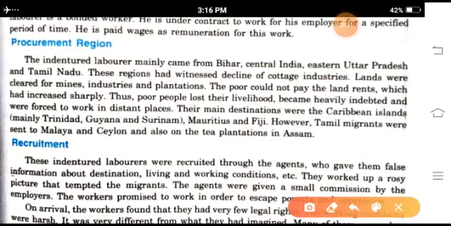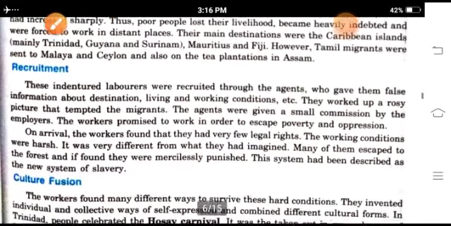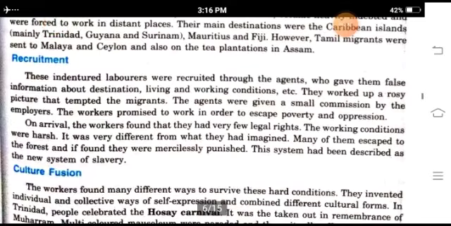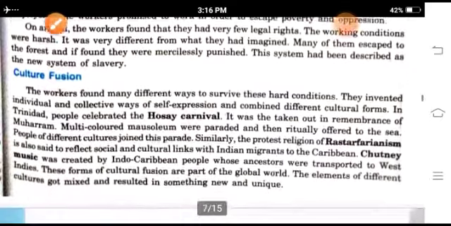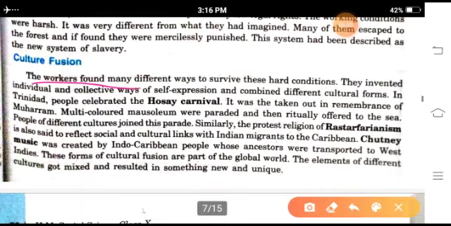Now here, indentured labor. In the 19th century, Indian and Chinese laborers were sent to work on plantations, mines and construction projects like railways and roads around the globe. An indentured laborer is a bonded worker. He is under contract to his employer for a specified period of time, and is paid wages as remuneration for this work.